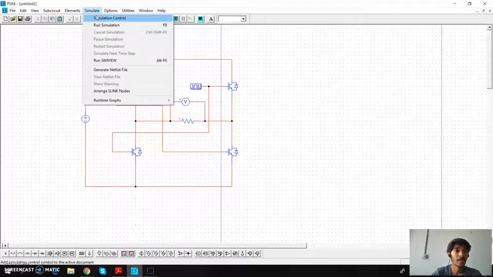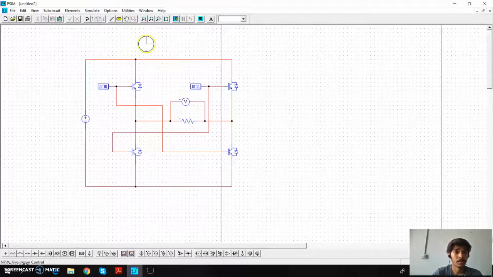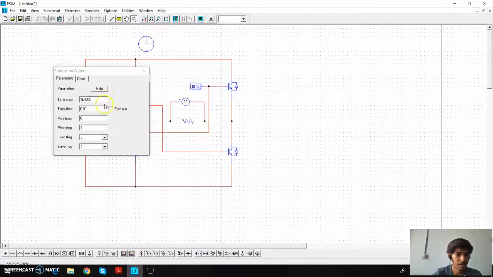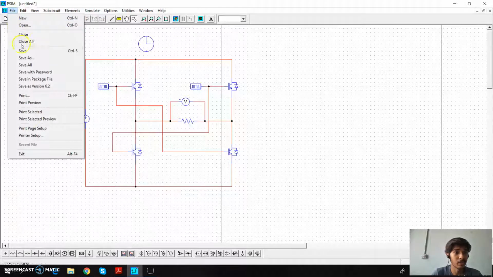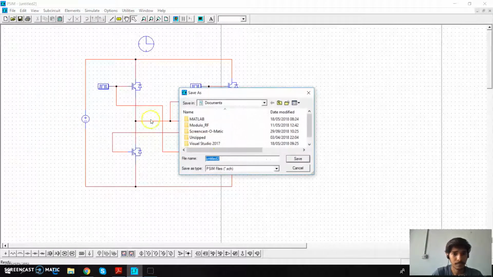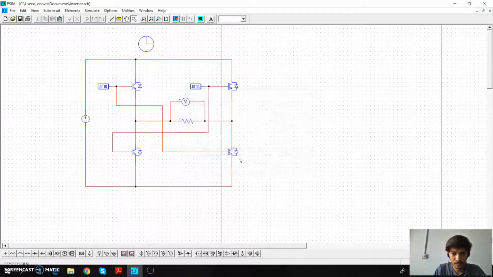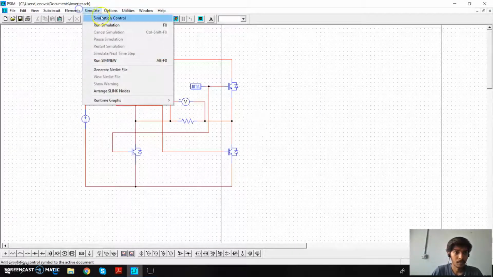Now we require a simulation control box to run the simulation. Using this simulation control, we will decide the total time of the simulation. So let it be 50 milliseconds. Now save the simulation. Now run the simulation.